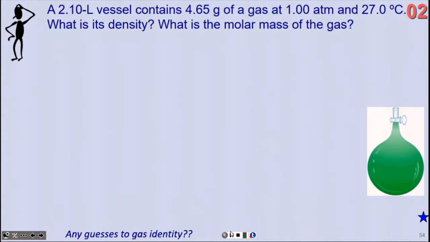All right, so here's an example. Let's try one. And we'll see if we can guess what the gas might be when we're finished. So there's a vessel of 2.1 liters described to have 4.65 grams of a gas, at 1 atmosphere pressure, 27 degrees Celsius. What is the density? What is the molar mass of the gas? Well, we think we have enough information if we remember the equation. The molar mass we're going to determine based on the density times R times T divided by P.